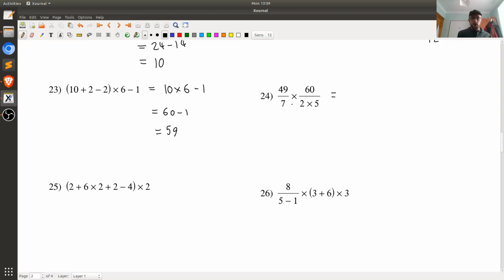Now, what do I do here? Well, here, I best handle the fractions individually first before I do the multiplication of them. 49 over 7 is 7. And 60 over 10, this is obviously 10, 60 over 10 is 6. So it becomes 7 times 6, which is 42.